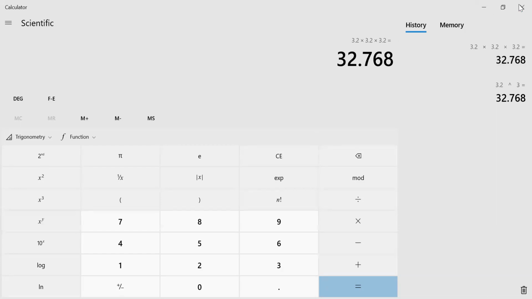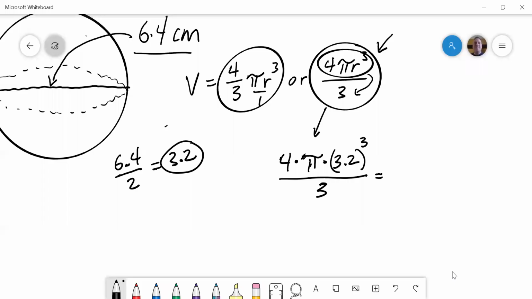So let's go back to our whiteboard here. So I got to remember that. Then we want to take that number, 32.768, and multiply it by 4 right now. So times 4, you should be getting 131.072. And then we're just going to multiply it by pi.